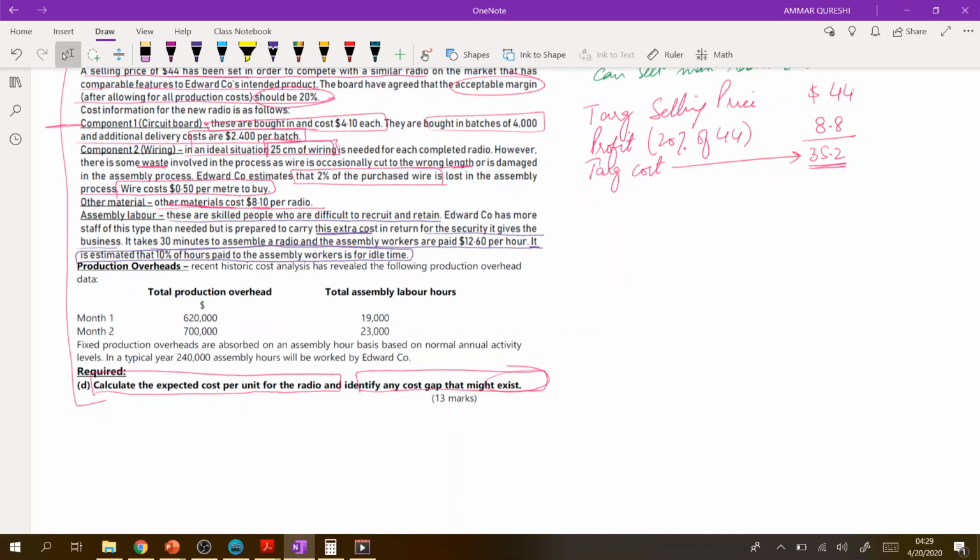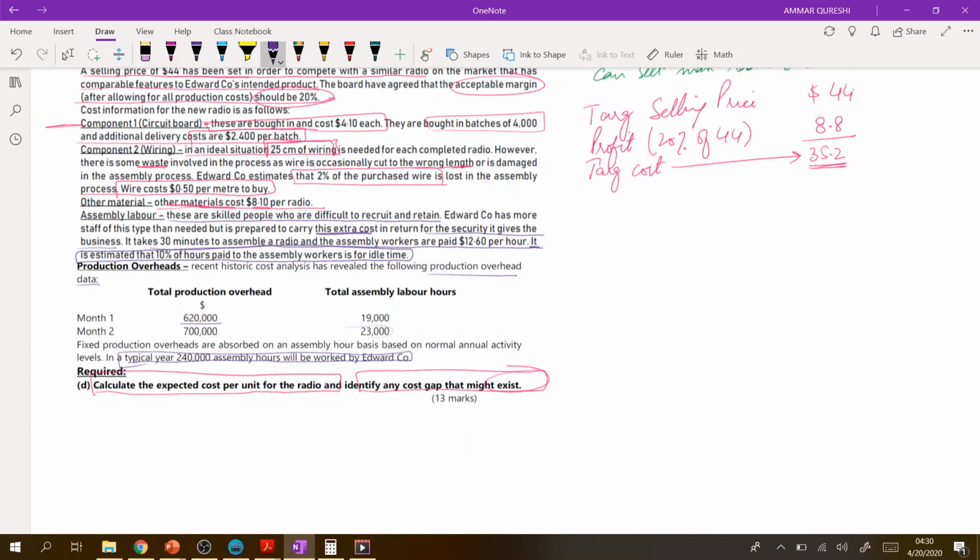Now, what the other part is saying, production overhead. Recent historic cost analysis has revealed the following production overheads data. For the first month, overheads were 620,000 and 19,000 were the assembling hours. In month 2, there were 700,000 overheads with 23,000 labor hours. Fixed overheads are absorbed on an assembling hour basis based on normal annual activity levels. In a typical year, 240,000 assembling hours will be worked by the Edward Company. So labor hours for the whole year are also given.